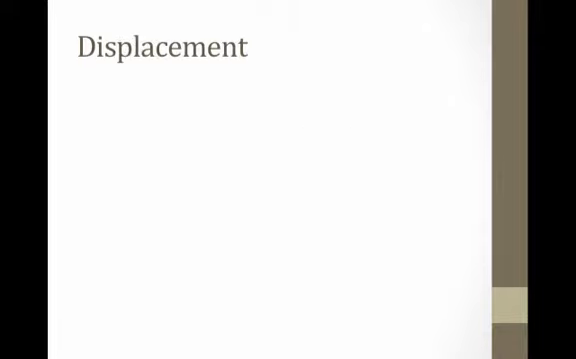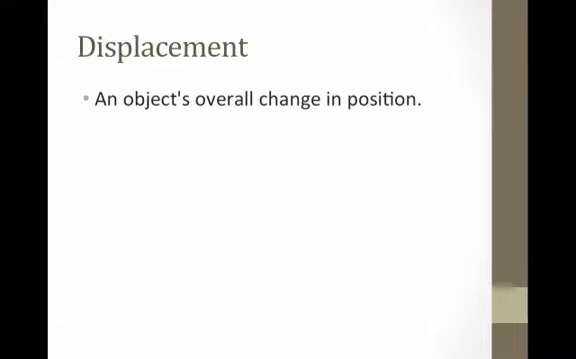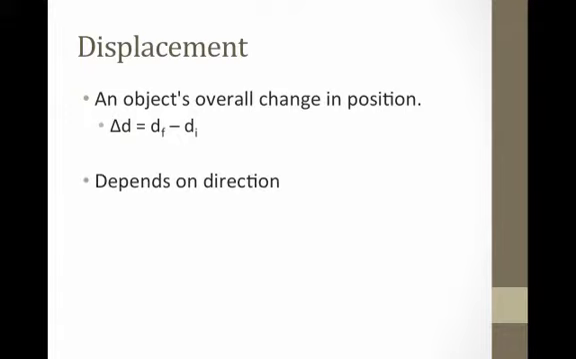Displacement is different than distance. They're related, but they're different. Displacement is an object's overall change in position. If you're into math, here's an equation. To find the change in position, you take the final position minus the initial position. I'm not into equations. Displacement depends on direction. Therefore, it's a vector quantity.